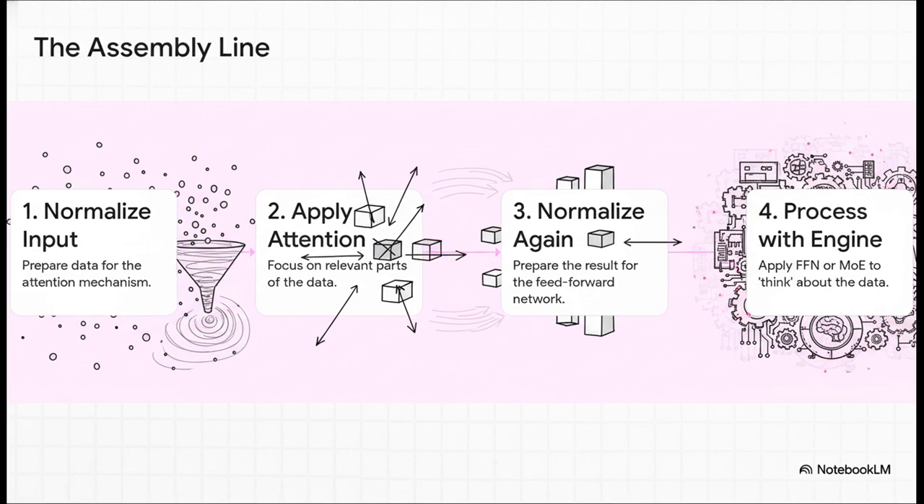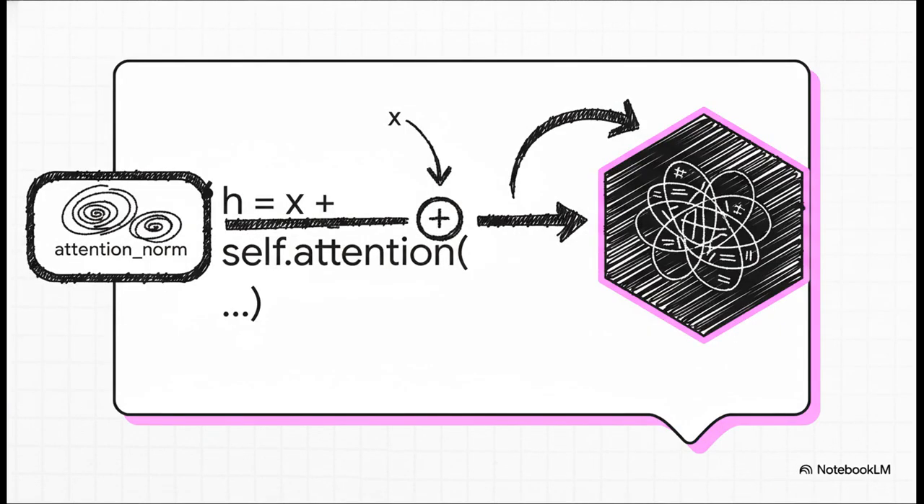First, the input data gets cleaned up, or normalized. Then the attention mechanism does its magic, figuring out what to focus on. After that, the result gets normalized again, and finally, it's sent to that powerful feed-forward engine to get processed. Let's see what that looks like in the code. Here are the first 2 steps, all in a single line. The input, which is called X, first goes through the attention norm layer to get cleaned up, and then it's fed right into the self.attention module.